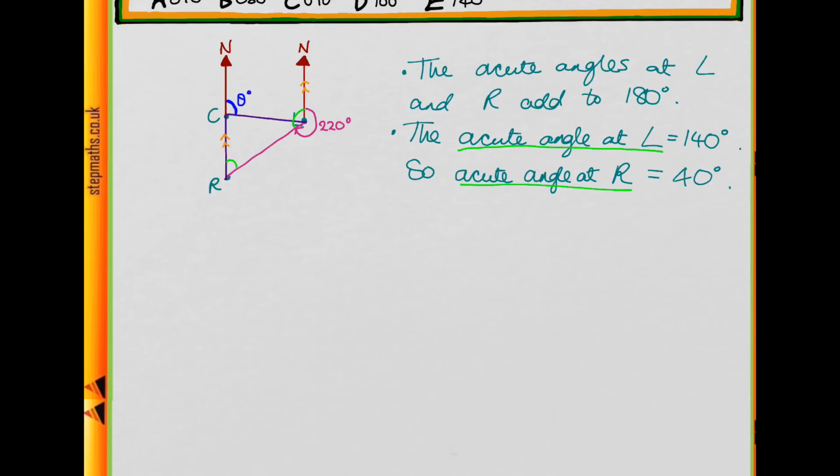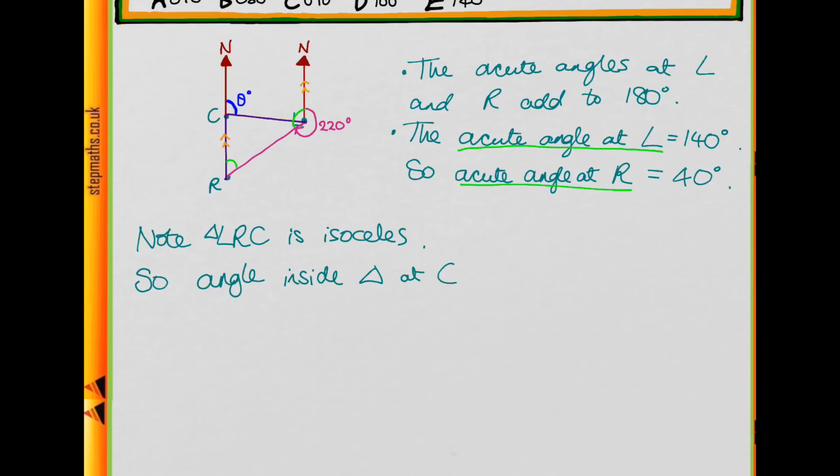Okay, so now we have that this angle here is 40 degrees. So the next important piece of information we're going to use is the fact that this triangle is isosceles, which we know because these two purple sides are equal. And what this tells us is that the angles here and here must also be equal. So if this angle is 40 degrees, this angle inside here must also be 40 degrees.